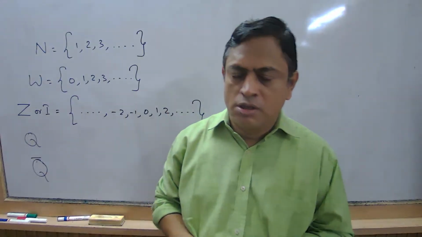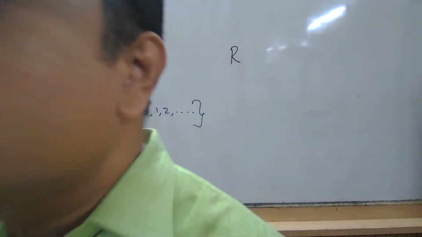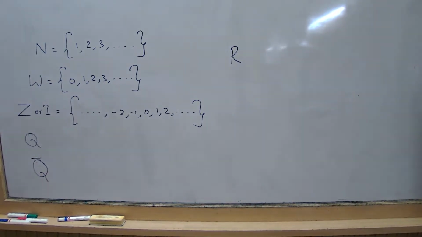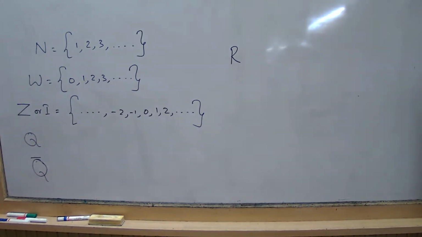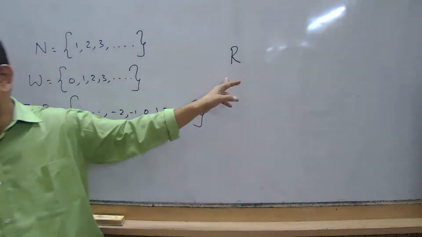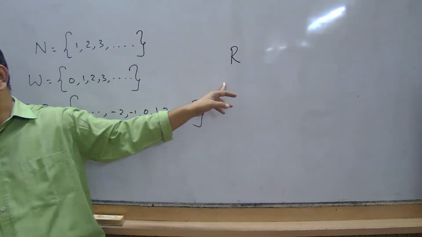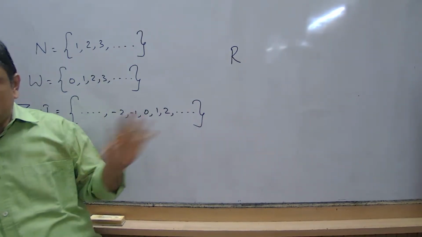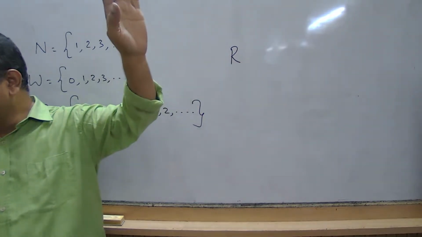Capital R. What is the meaning of real number? It is the union of rational and irrational numbers. Between two real numbers, there are infinitely many real numbers. So you cannot list them out. This will be in set builder form only.